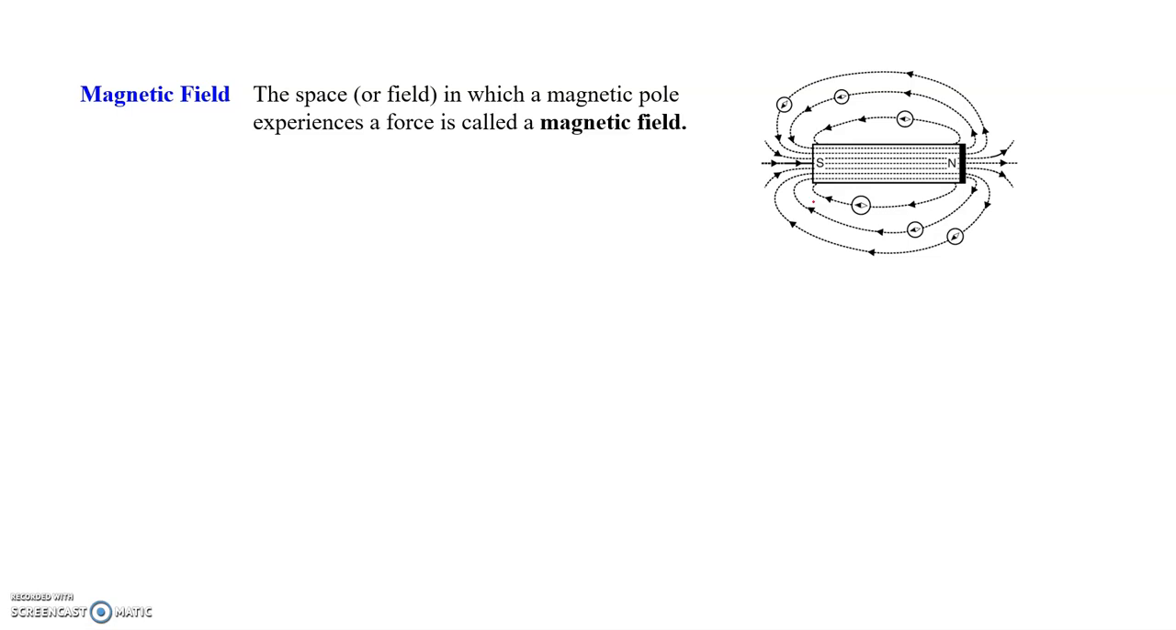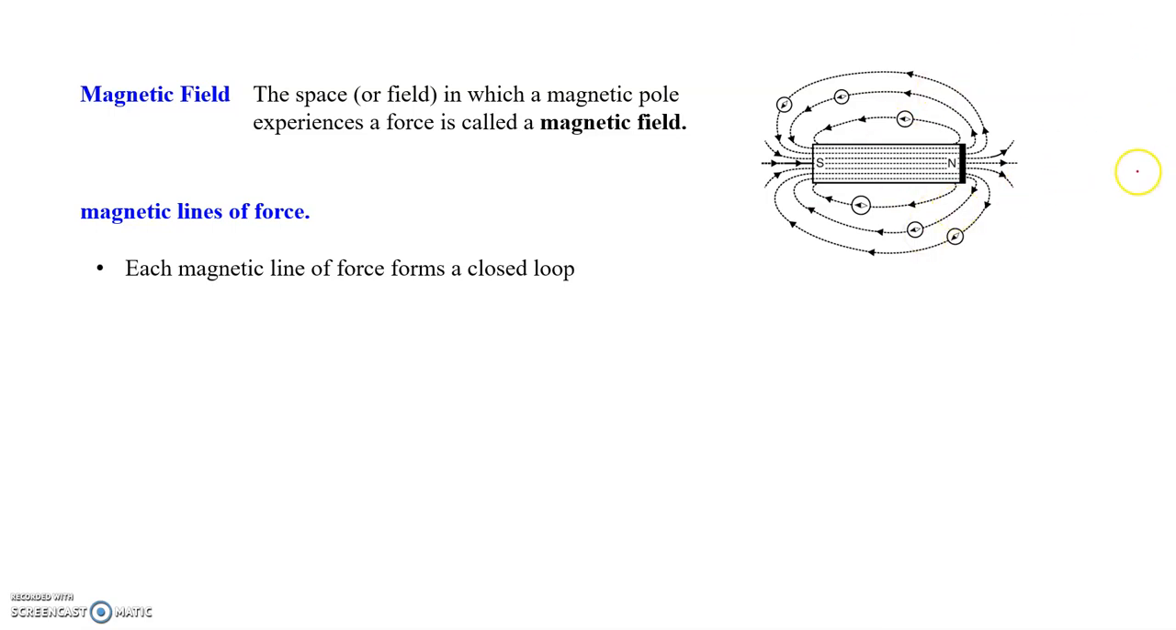Next is magnetic lines of force. Here are some important points to know about the magnetic lines of force. The first one is that each magnetic line of force forms a closed loop. You can see here the magnetic field lines start from the north pole to the south pole, and then turn back from the south pole to the north pole. So it forms a closed loop.